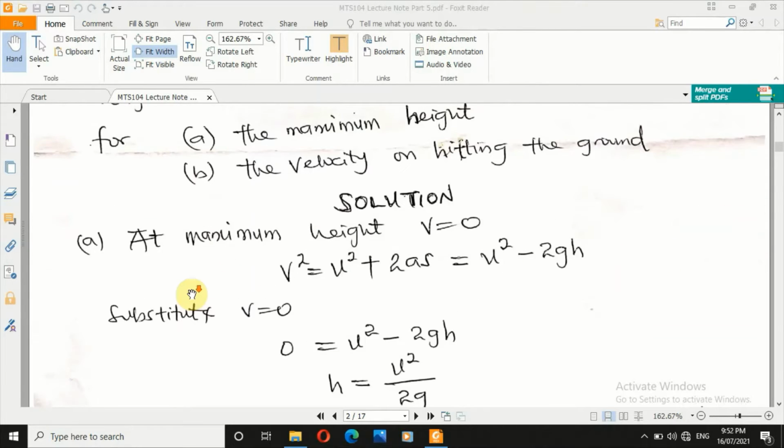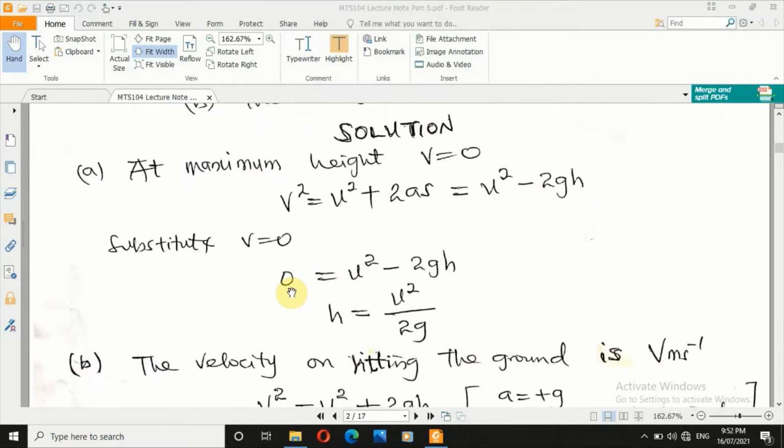So solution: at maximum height, v equals 0, and here we have v squared equals u squared plus 2ax. So we have u squared, then acceleration is what? It's minus g, so minus 2 times h. So substitute v equals 0, then 0 equals what?